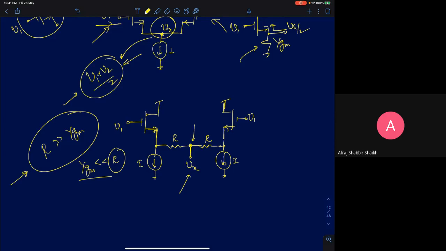So first assume V2 is 0. If V2 is 0, I am going to ground this terminal. If I am grounding this terminal, what is the total impedance looking in? I'll ignore the current sources now from a small signal point of view. What is this node voltage? Let's call this VO1, and this node voltage VO2. What is this node voltage VO1 in terms of V1?